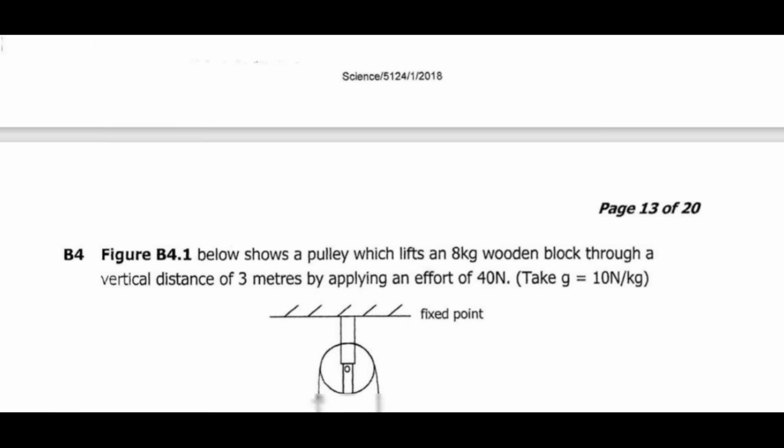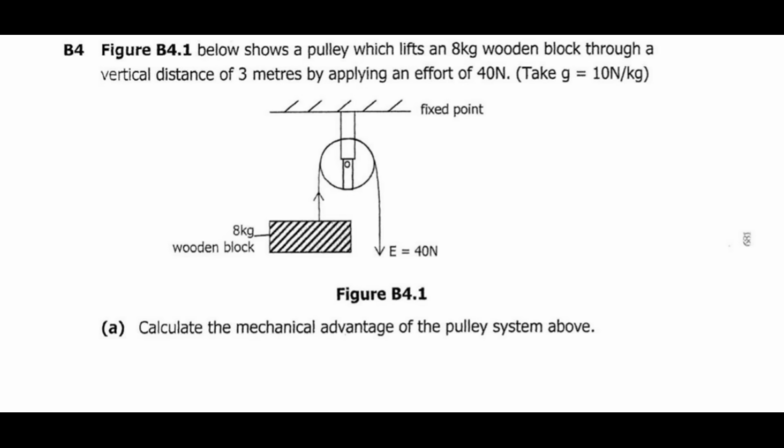Now we move on to question B4. Figure B4.1 below shows a pulley which lifts an 8 kg wooden block through a vertical distance of 3 meters by applying an effort of 40 newtons. Then take gravity to be 10 newtons per kg. The first one, calculate the mechanical advantage of the pulley system above.